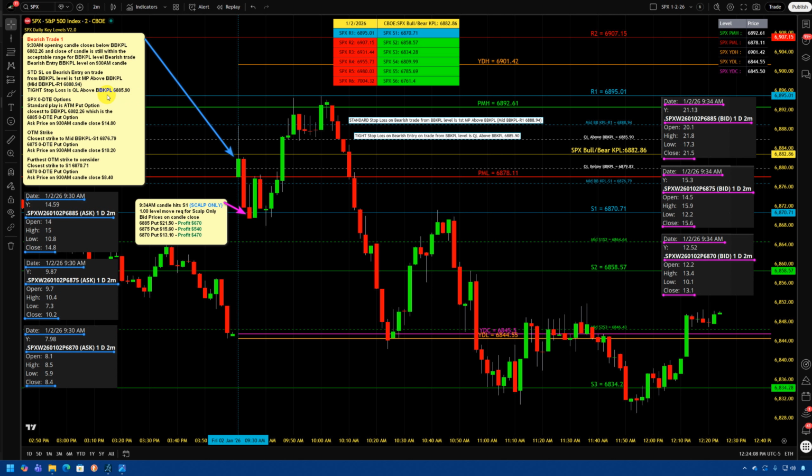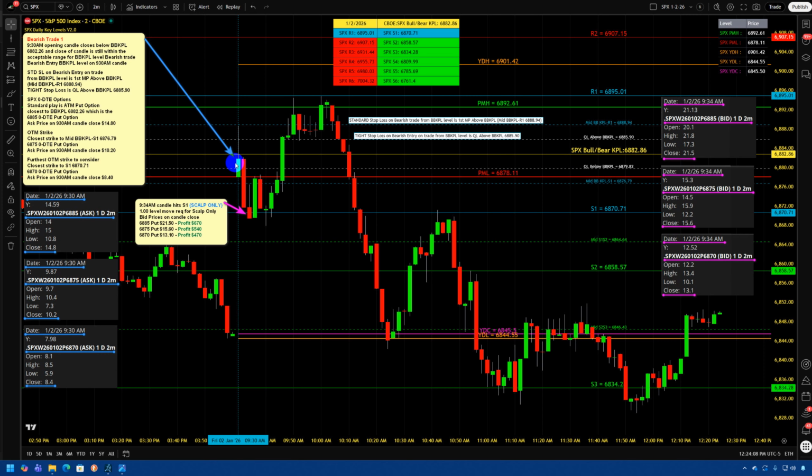And with this particular indicator, on any bullish or bearish trade, there are always going to be 3 different option strikes that you can use. And how you figure out which ones to use is pretty simple. We'll go over that now with this particular trade.